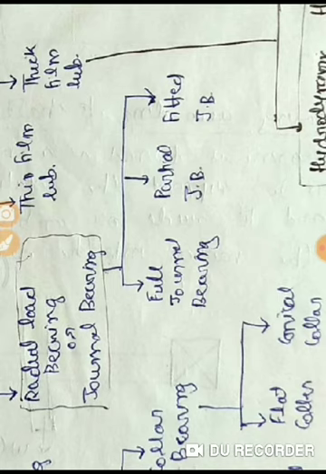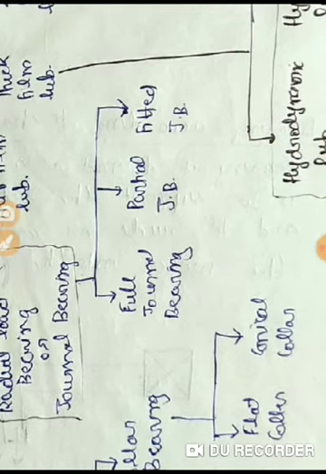Full journal bearings are the bearings in which the shaft is fully covered by the bearing in the 360-degree angle. Okay, and partial journal bearing, what is this? In this the shaft is partially covered by the bearing, that means in an angle that is less than 360 degrees, that can be 120 degrees, that can be 240 degrees, so the shaft is not covered fully by the bearing.